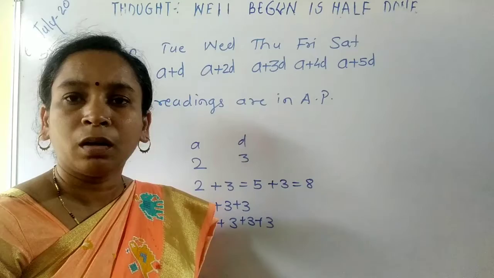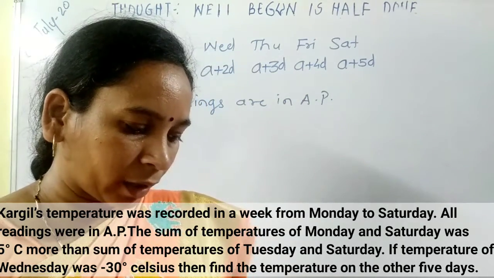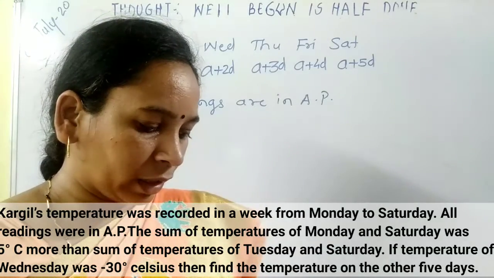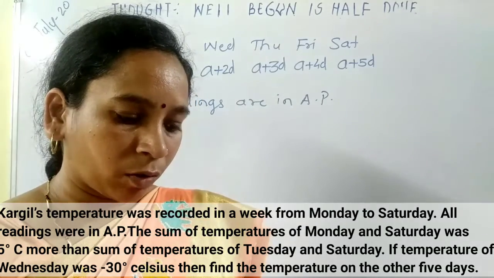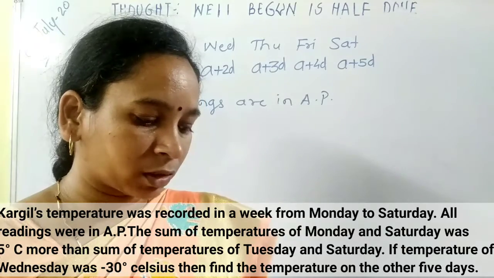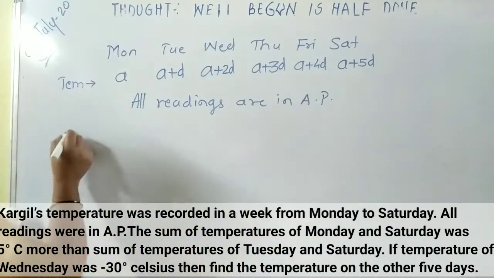Now we will go for the conditions. So first condition is given. Kargil's temperature was recorded in a week from Monday to Saturday. Readings were in AP. And the sum of the temperature of Monday and Saturday is 5 degree more than the sum of the temperature of Tuesday and Saturday. So what is the first condition?